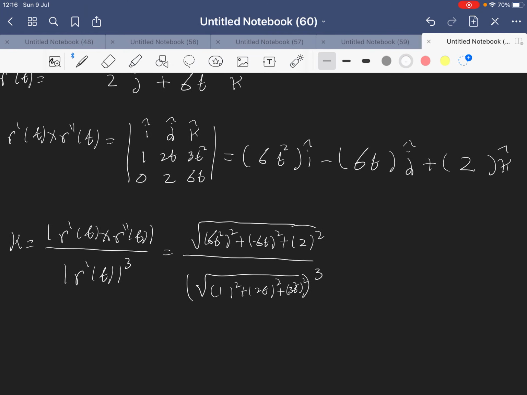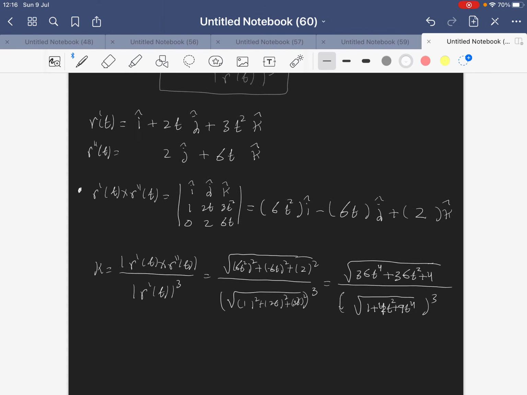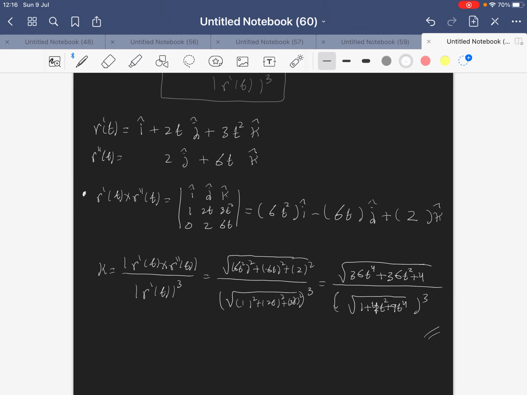We'll do it quickly here. So the square root would be here. The first one will be 36t to the power 4 plus 36t squared plus 4. And in the denominator, the cube will stay here. It will be just 1 plus 4t squared plus 9t to the power 4. And that is the formula for the curvature for the twisted cube. Of course, if we have the value for t, we can find the answer.